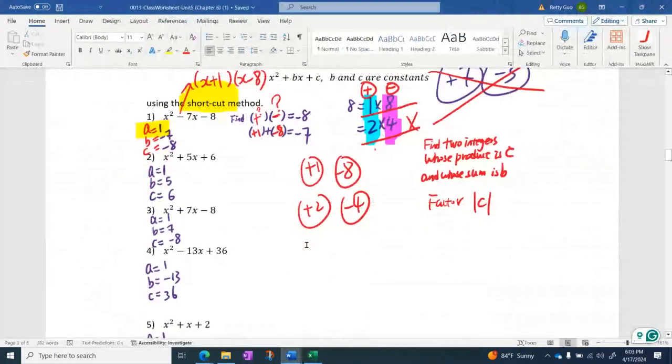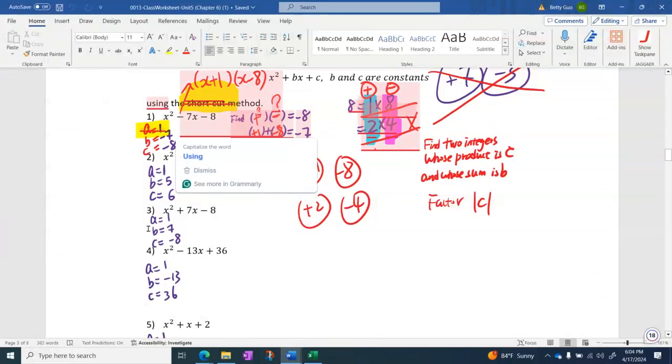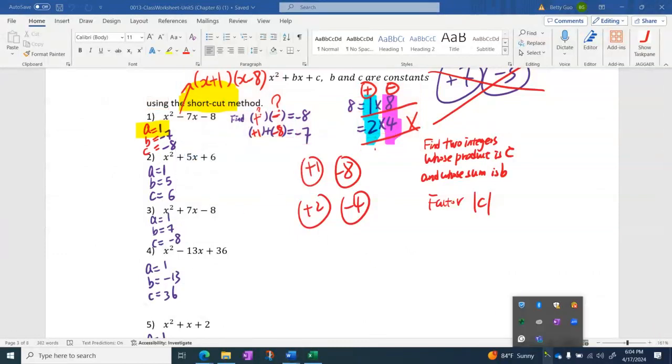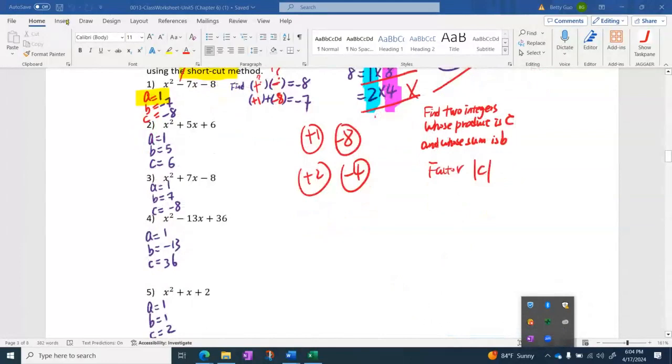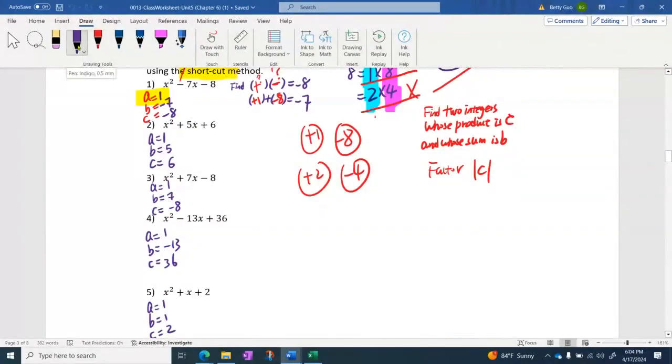And we're going to continue talking about the shortcut method, all right? We use the shortcut method when we need to factor a quadratic trinomial with the leading coefficient 1. And we covered the first question on Monday. Let's look at the second question. The second question, we have x squared plus 5x plus 6.